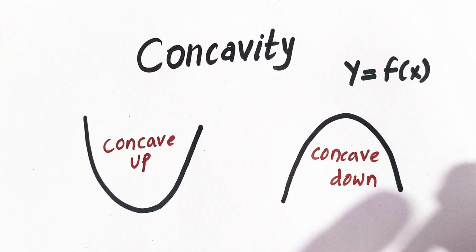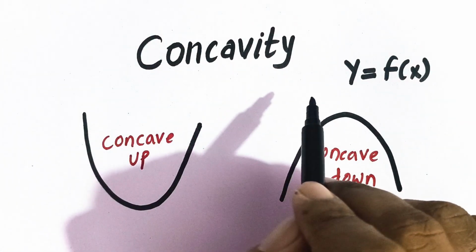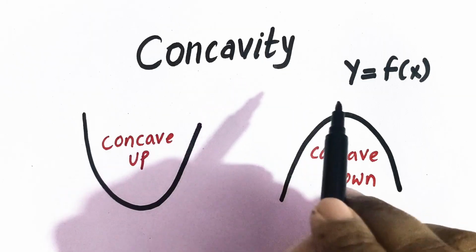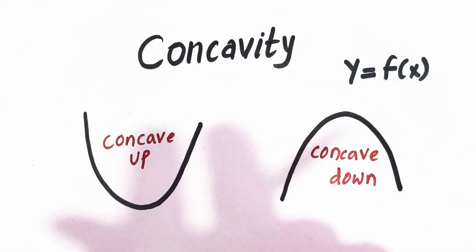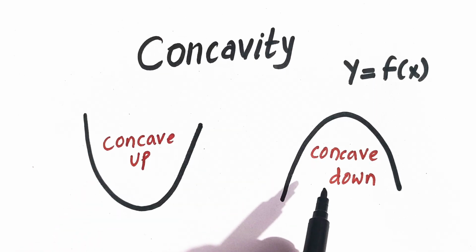In this section, we will learn about the concavity of a function. Concavity says how a graph of the function bends, and it bends in two ways. One is concave up, another is concave down.